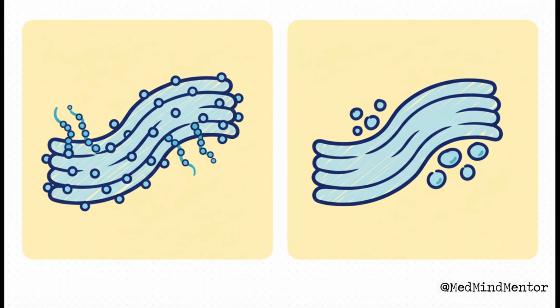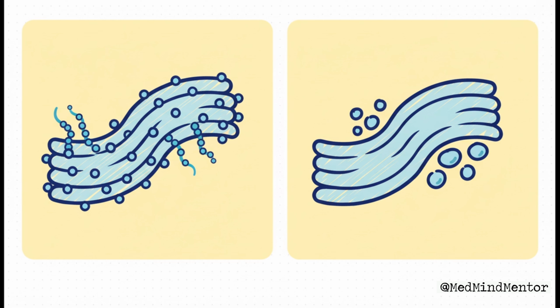First up is the ER, which is this big network of membranes. So what's the difference between rough and smooth? Well, the clue is right in the name. The rough ER is covered in little dots called ribosomes, which makes it look rough, and its job is to make proteins. The smooth ER, you guessed it, doesn't have ribosomes, and its job is to make lipids and to detoxify poisons.